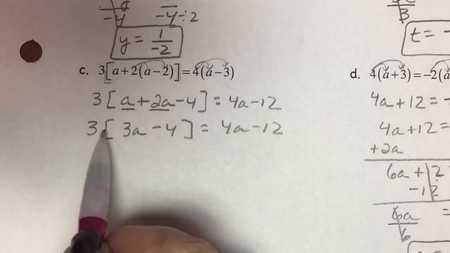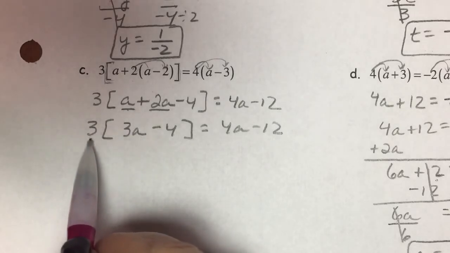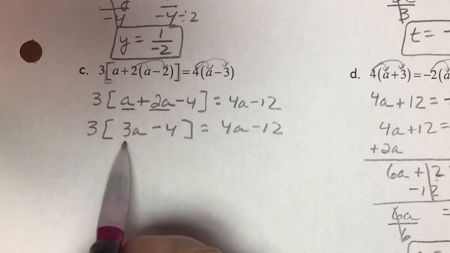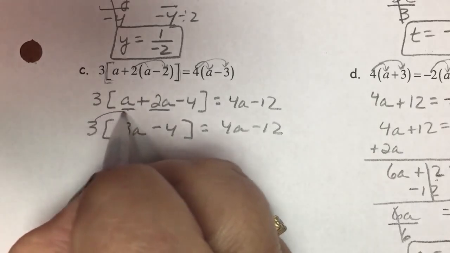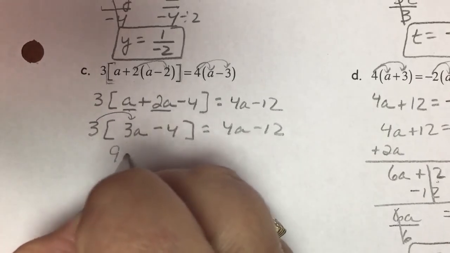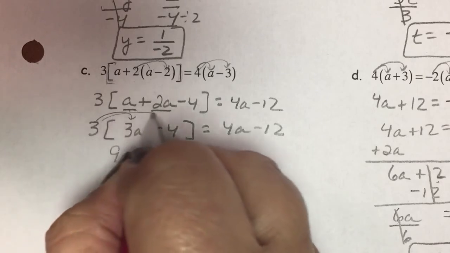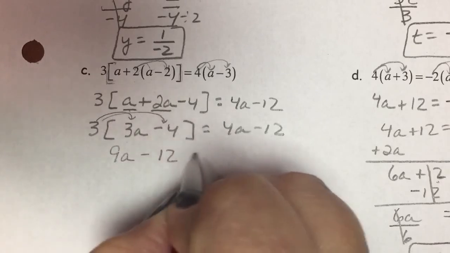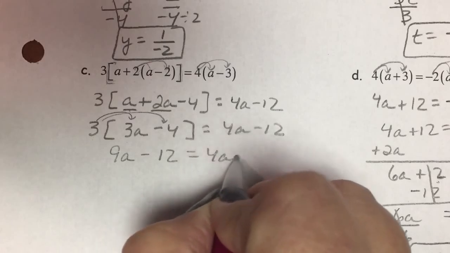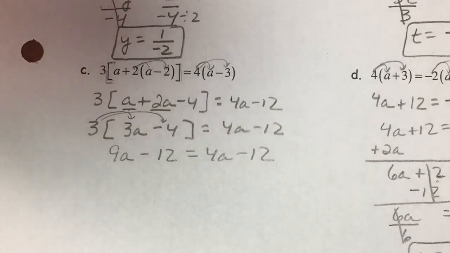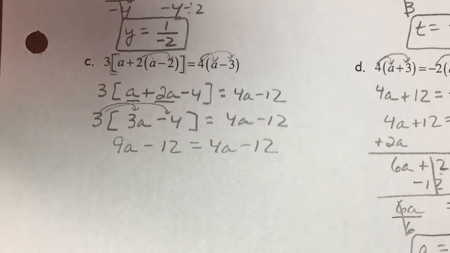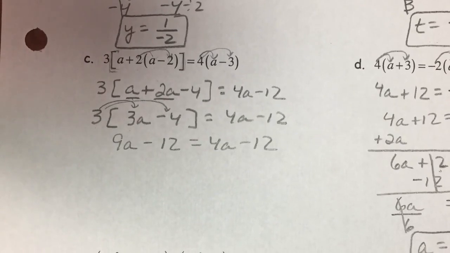So now we have to distribute through again because this 3 is being multiplied by this whole thing. So 3 times 3a would be 9a minus 3 times 4 is 12. Oh, this is a good one. I'm just thinking ahead to what the answer is, and I see it. So take really good notes because this can happen.